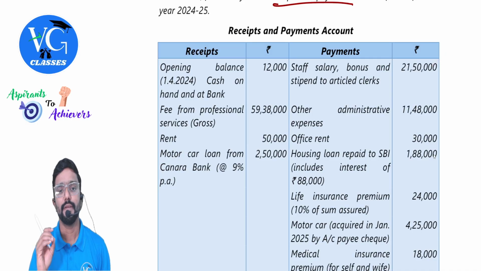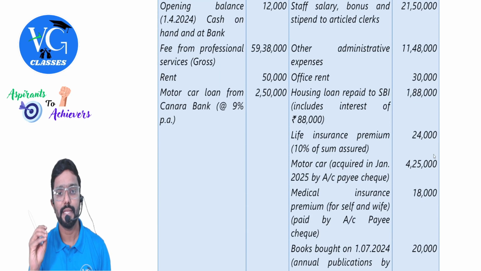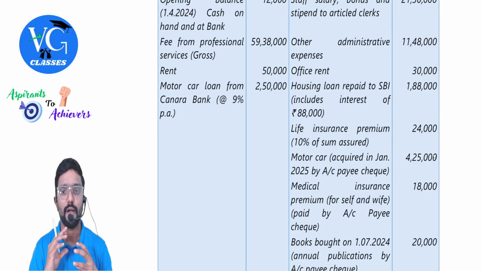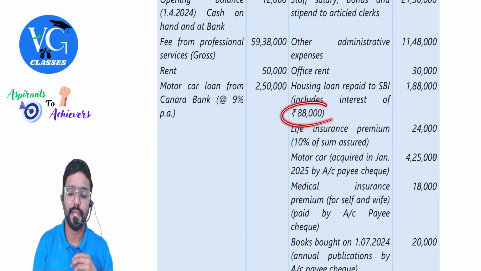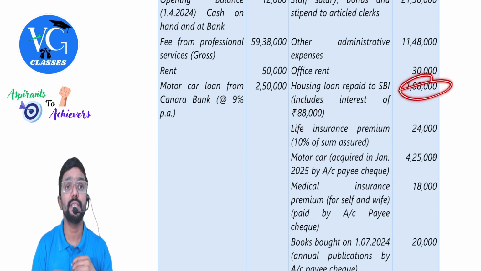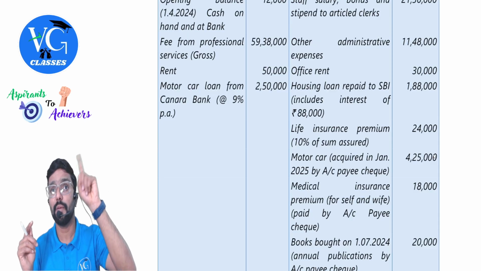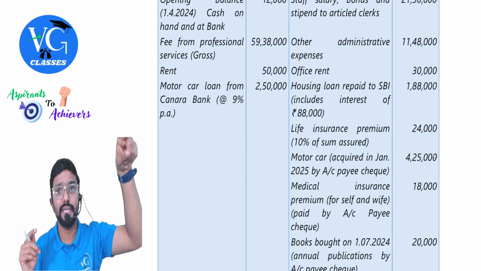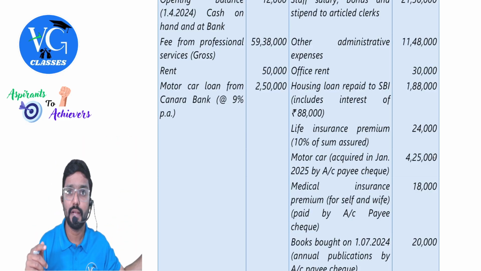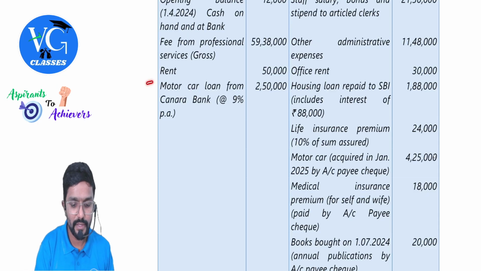Coming to the payment side: staff salary, bonus and stipend to article clerks, other administrative expenses, office rent. Housing loan repaid to SBI, 188, but interest is 88. Interest is allowed separately, and where is the principal amount allowed? 1 lakh is principal, under 80C. Principal repayment of housing loan is 80C, whereas interest goes to house property. Clear?